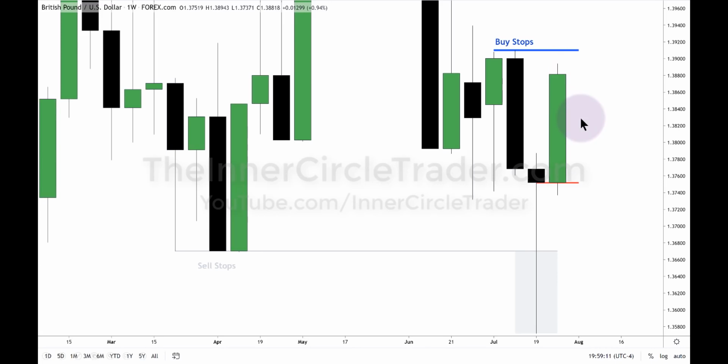Now, at the time of this recording, it's only Tuesday evening in my local time on the East Coast of the United States, but it could very easily continue and trade well beyond these levels here into Wednesday and Thursday, maybe even Friday. I don't need to know that.